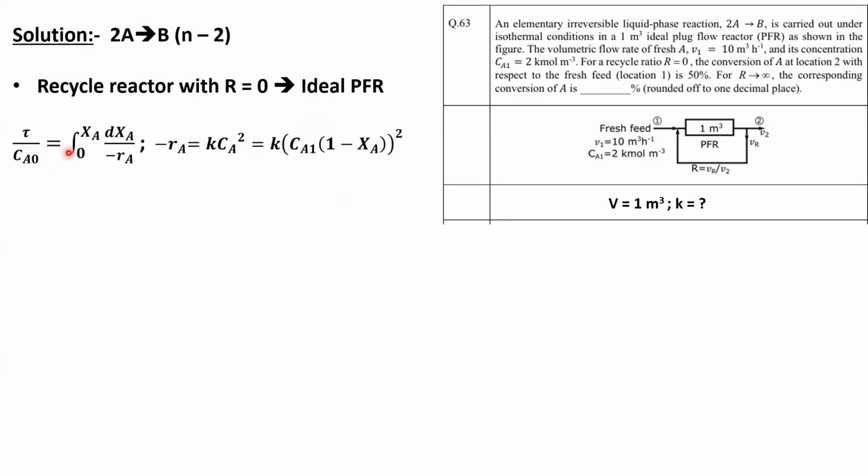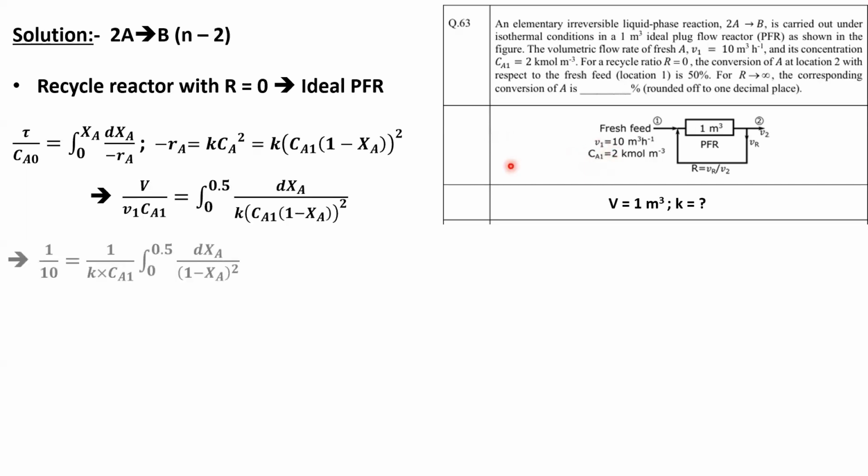Tau by Ca naught is equal to integral 0 to Xa dXa by minus Ra. So for the second order reaction given, minus Ra will be K Ca square, which is equal to K times Ca1 into 1 minus Xa whole square. So Ca1 is the initial concentration as per the given diagram. So further we can write tau as capital V by small v1 and Ca naught is Ca1 as per the diagram. And we are integrating from 0 to 0.5 because conversion is given as 50%.